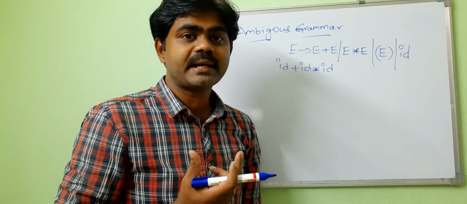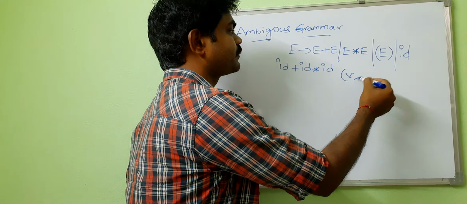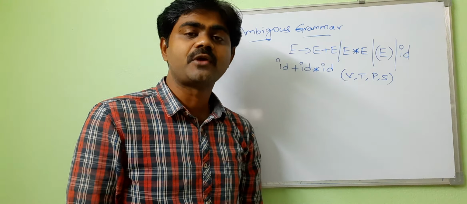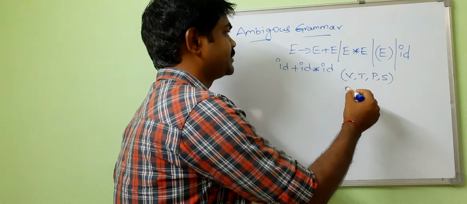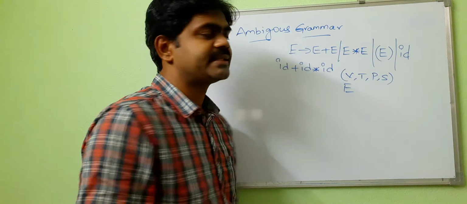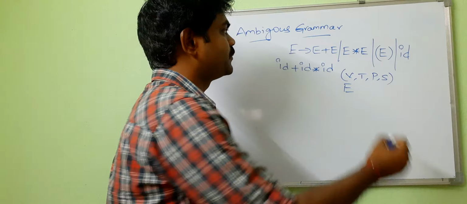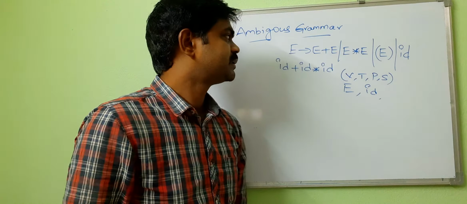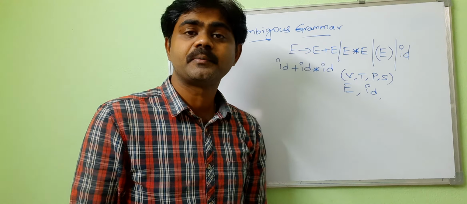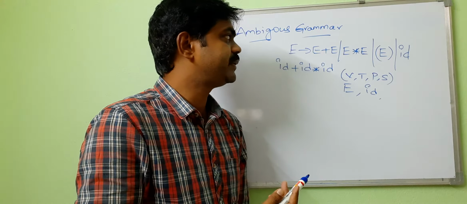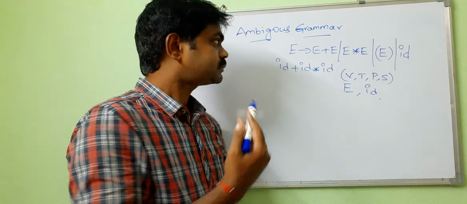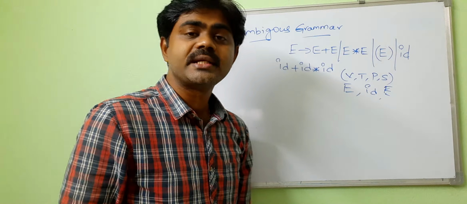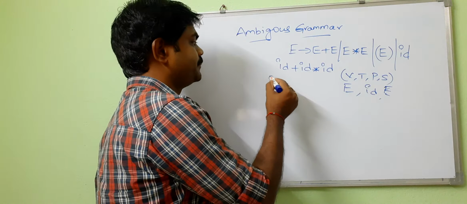As we know, our grammar is VTPS. V stands for the set of non-terminals. What non-terminals do we have here? We have only capital E. What are the terminals we have? ID. What are my productions? E tends to E plus E, E into E, and E tends to ID are the productions. And what is the starting symbol? E.